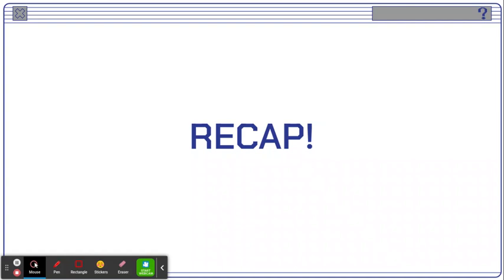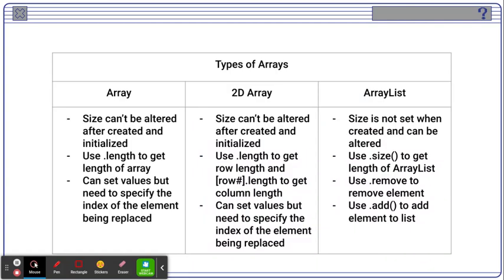Let's go through a quick recap of what we've learned. Let's start by comparing the methods and functionalities of each array type. We can see the array and the 2D array have a size that cannot be altered or changed after it's been created and initialized. However, the size is not set in an array list and is ever changing.